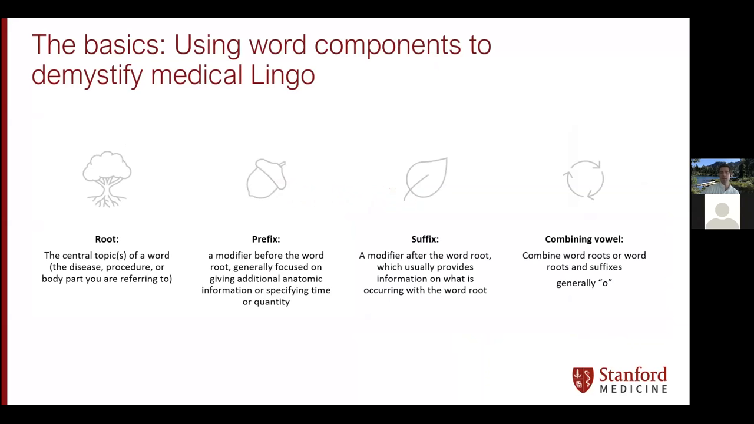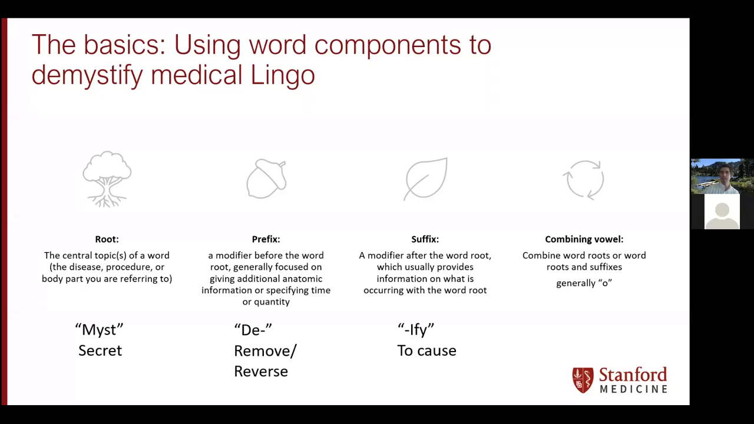Almost all medical terminology comes down to just word components. So you have a root, which is the central topic of the word. It's the disease, procedure, or body part you're referring to. And then you have the prefix, which is a modifier before the word root, which generally focuses on giving additional anatomic information or specifying time or quantity. And then you have the suffix, which is a modifier after the word root, which provides additional information on what's occurring with the word root.